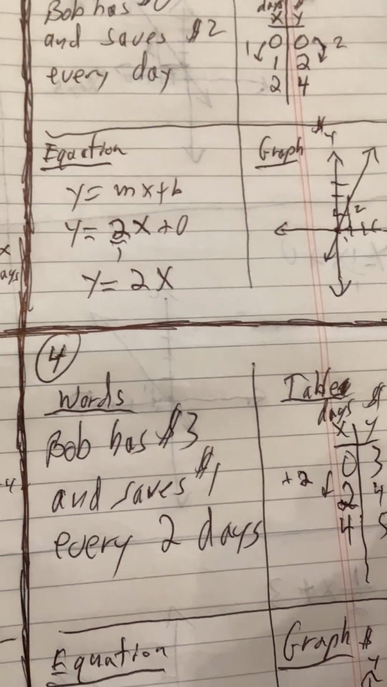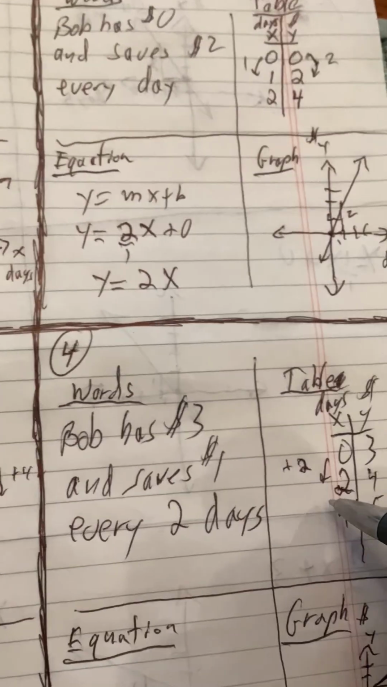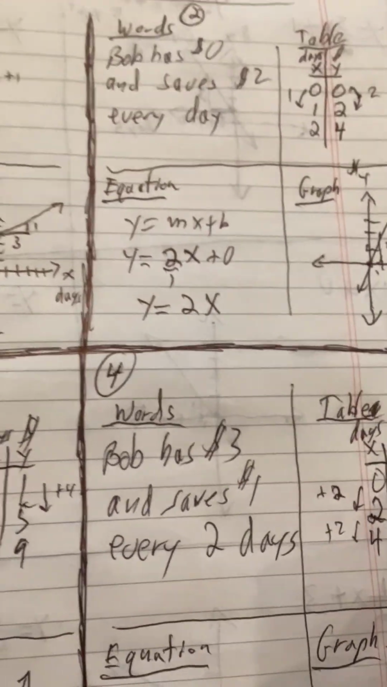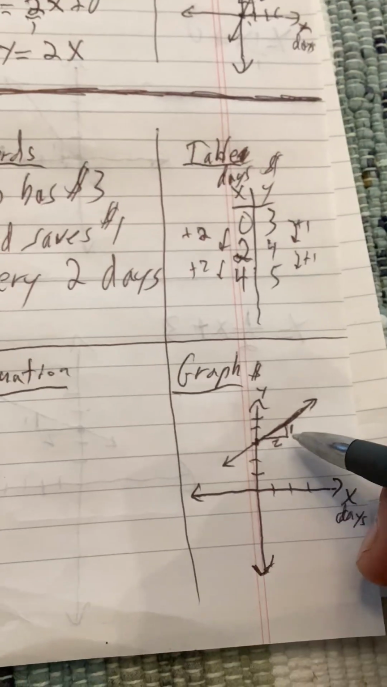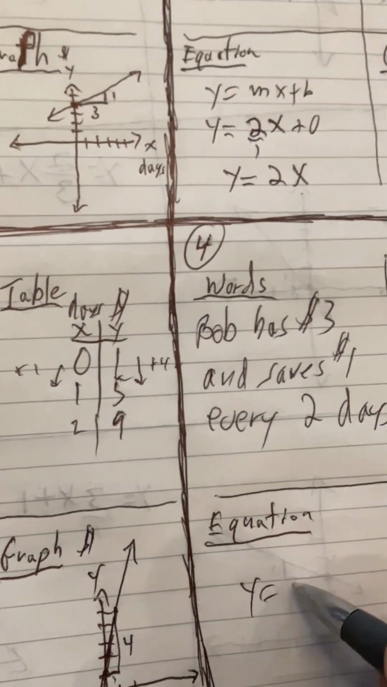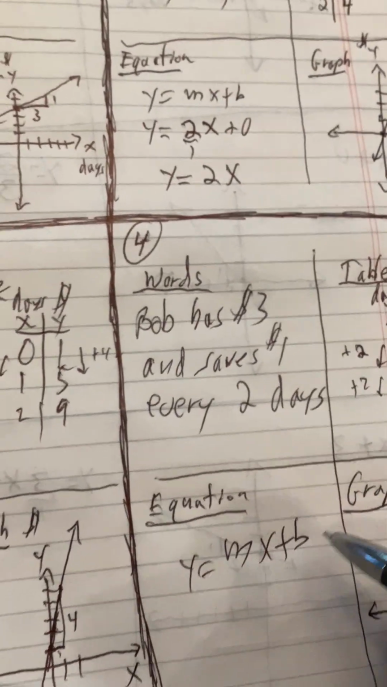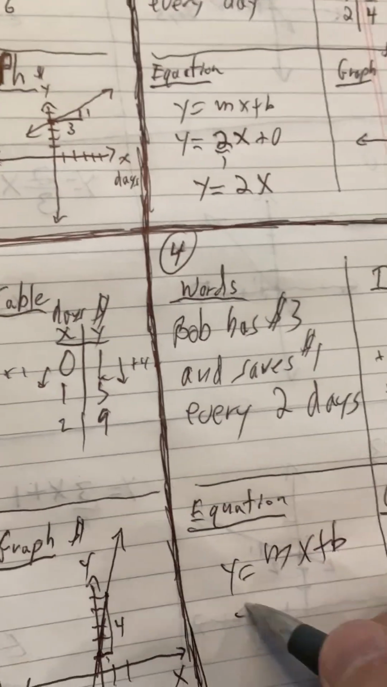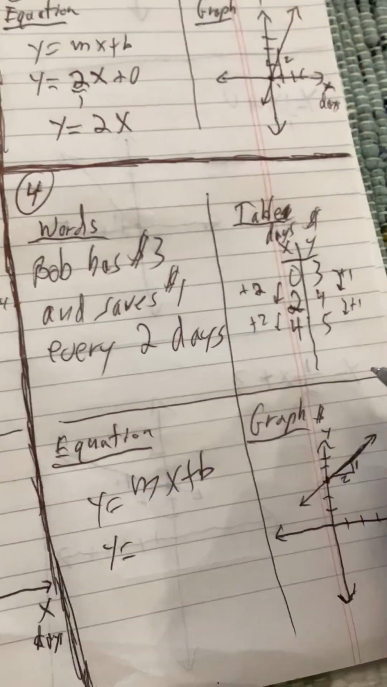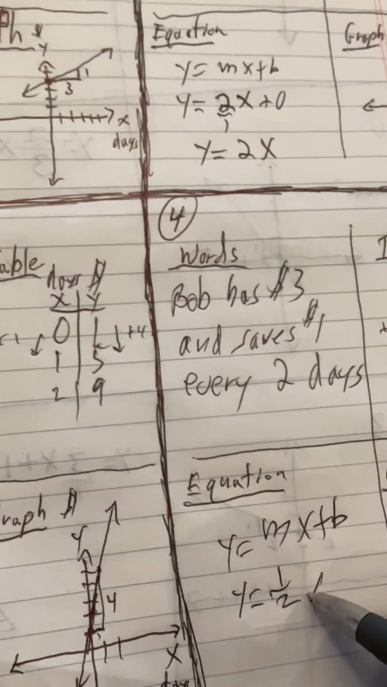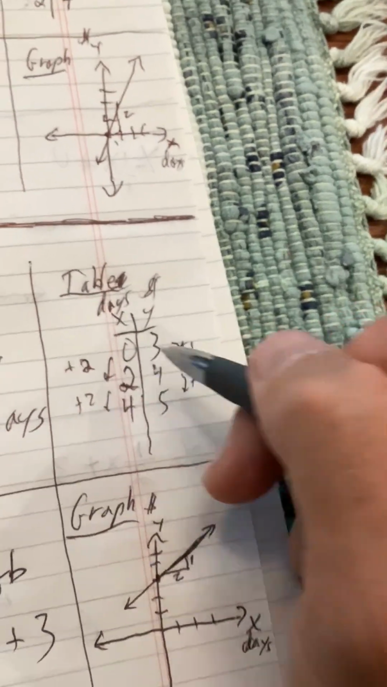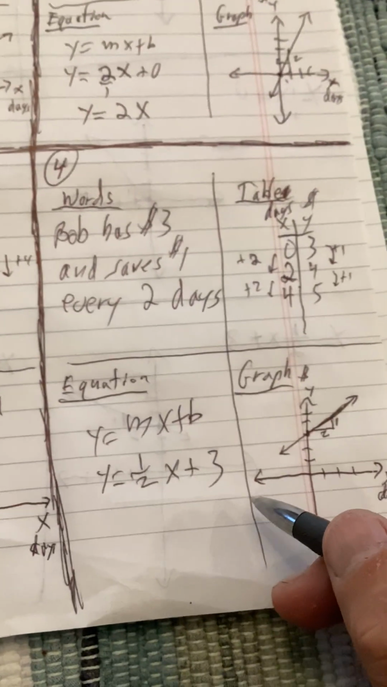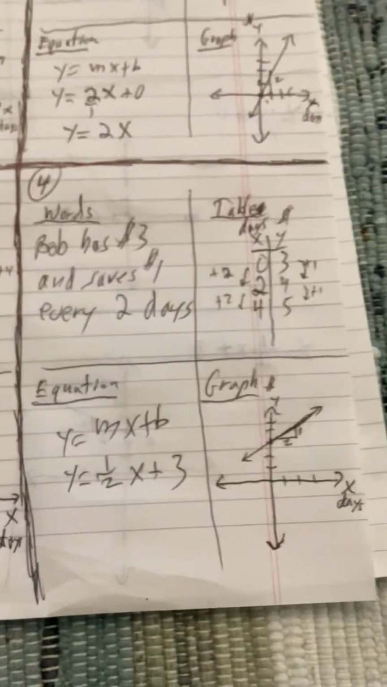Again, you went up by 1, and you went up by 2, which is your 1 over 2, your rate of change. 1 over 2 is your rate of change. 1 over 2 is your slope. Y equals mx plus b. So y equals, your rate of change, or your slope, is 1/2, and he starts with 3. Your y-intercept is 3. Bob has $3 and he's saving $1 every 2 days. So there they are.